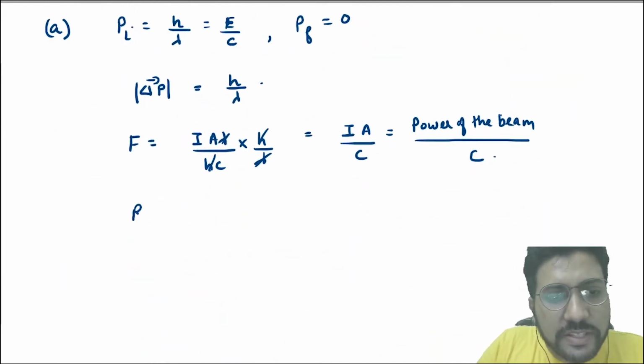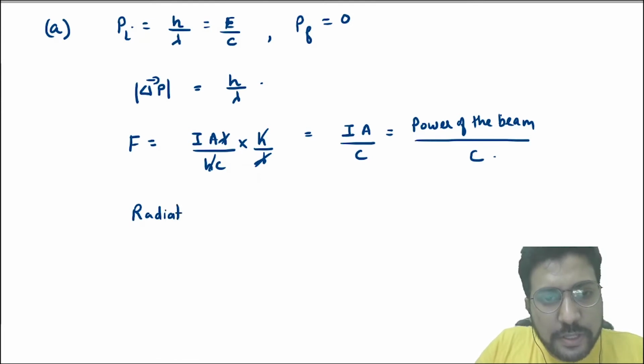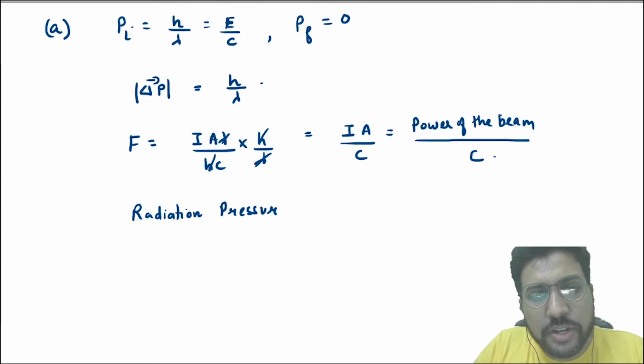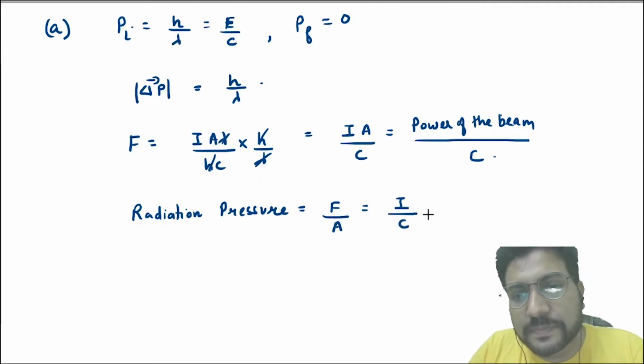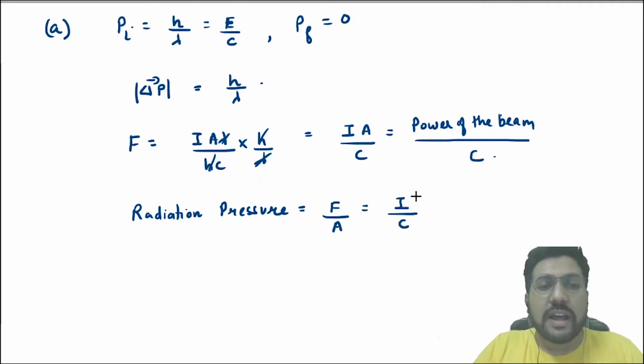If they ask you what the radiation pressure is, the radiation pressure will be equal to F by A, and that will be equal to I by c. So this is the formula for the radiation pressure, and this is the formula for the force, IA by c.